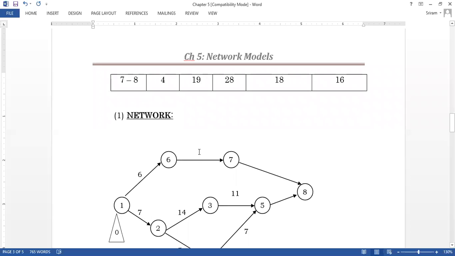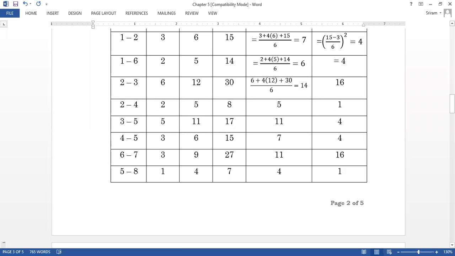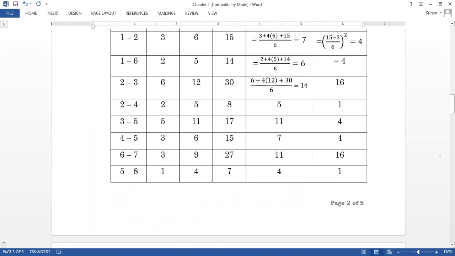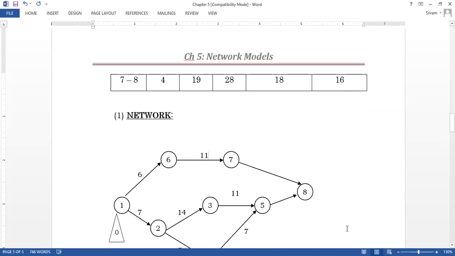The next one I have is 6 to 7. What is the value for 6 to 7? 6 to 7 is 11. So for the next value, I am going to take 11. The last two values: 5 to 8 is 4, and 7 to 8 is 18.